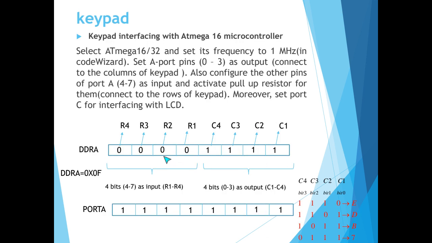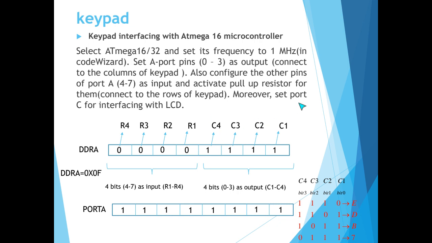To do that, we also need an LCD. Why? Because we want to see which key is pressed. Then we use port C of the microcontroller for interfacing the LCD. However, you have sufficient information about interfacing an LCD with a microcontroller.